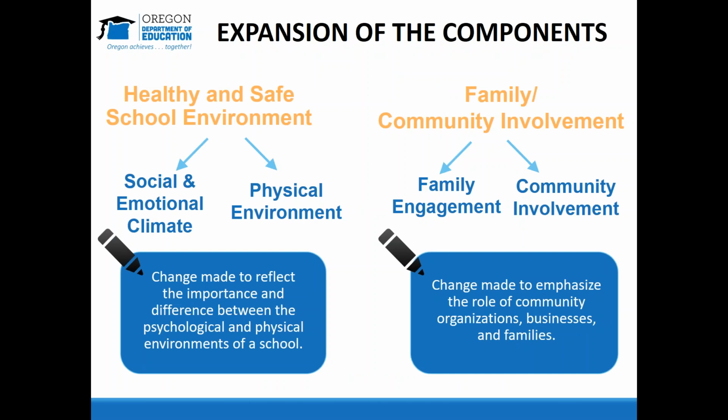For those of you familiar with the coordinated school health model, these components likely appear similar with a few minor changes. The model changed the original component of healthy and safe school environment into 2 components: social and emotional climate and physical environment. This change was made to reflect the difference between the psychosocial and physical environment of the school. Another change in components was splitting family and community involvement into 2 distinct components to emphasize the role of community organizations and businesses, as well as the critical importance of families. And finally, health promotion for staff was changed to employee wellness.